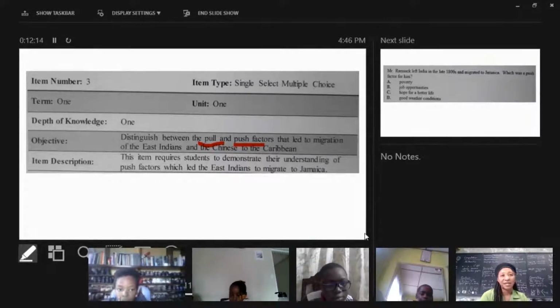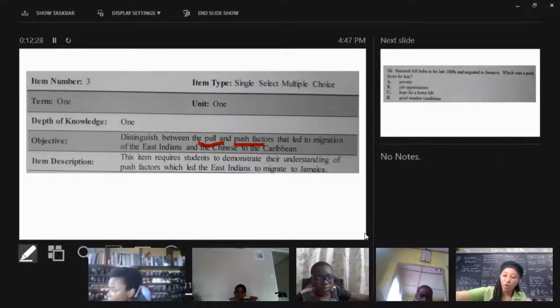So, a push factor is something that's happening in your country that makes you want to leave your country. So, it's negative conditions that are happening in your country that make you want to migrate and go somewhere else. Yes, it's pushing you away from your country.